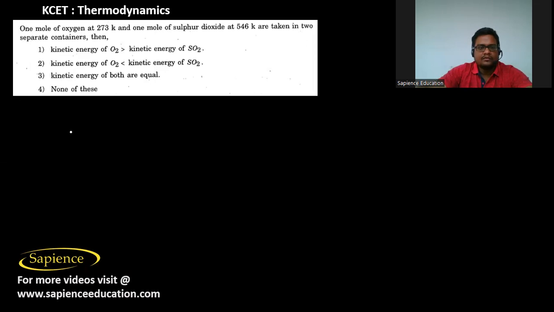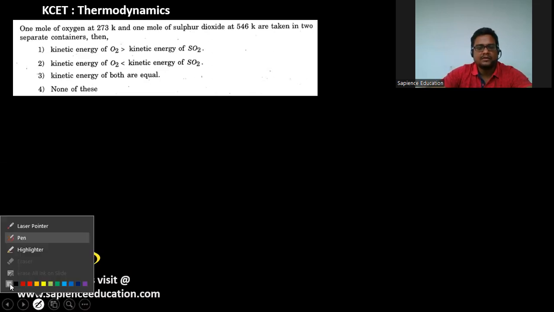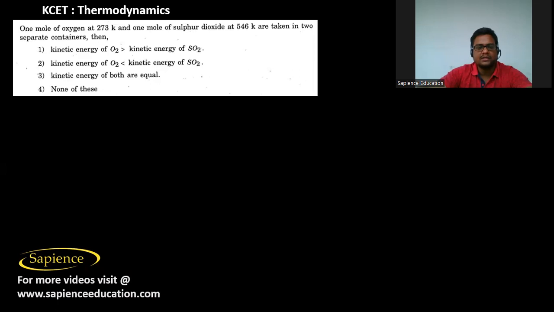Then here it is told 1 mole of oxygen at 273 Kelvin and 1 mole of sulfur dioxide at 546 Kelvin are taken in two separate containers. Then the kinetic energy of O2 and the kinetic energy of SO2 we have to compare. So the average kinetic energy is equal to the internal energy, that is equal to f by 2 nRT.